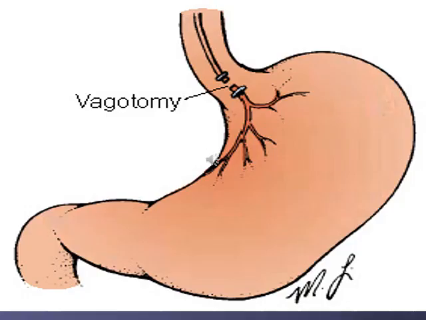This is showing the vagotomy. While it's not common, it's basically severing the vagal nerve and reducing that stimulation of the vagal nervous system, and that's how it's treating the reflux or the chronic acid production.